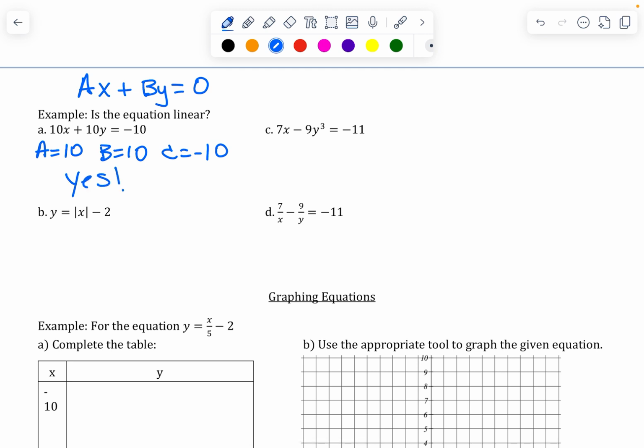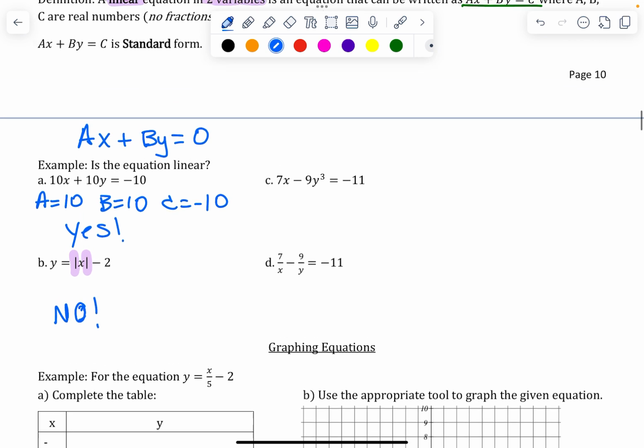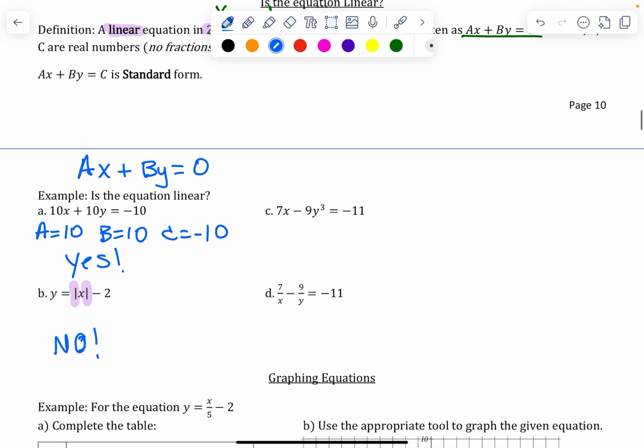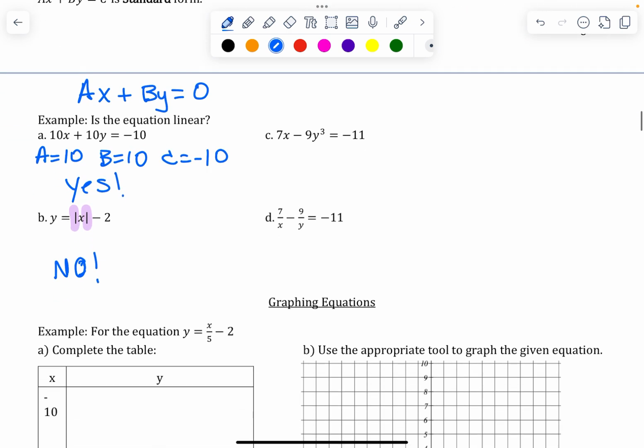Then part B, we have this odd part, right? This absolute value bar. That makes this not linear. So anytime we have something that's different or odd, most of the time that's not going to be a linear equation. So the next one, we have this y to the third power. That makes this not a linear equation. And here we've got x in the bottom of the fraction, y in the bottom of the fraction, so that is not a linear equation either.